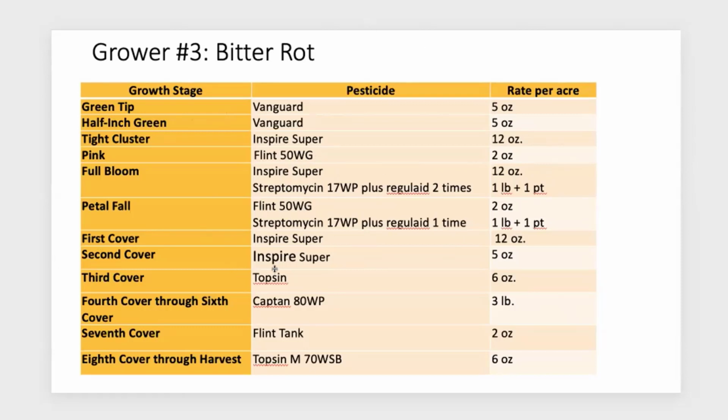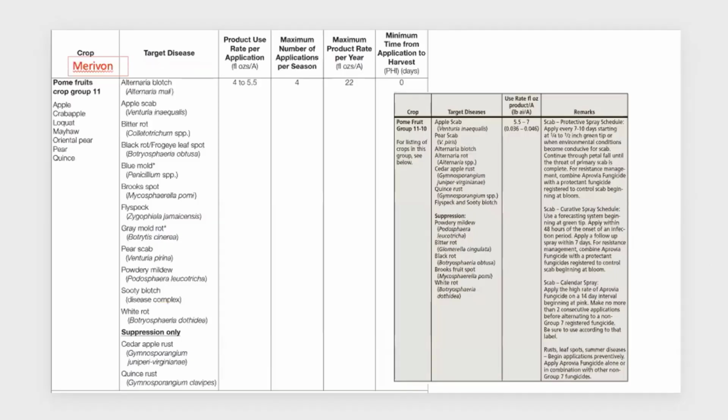Here you can see back-to-back Inspire Super, which is a little unusual, but it's not off the label, totally allowed. And then they come through with some Topsin and Captan. Anybody want to comment on what they notice with this schedule here? What I can do is share some of the fungicide labels. I don't know if that helps.